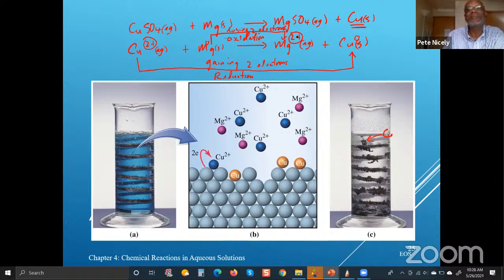Another thing I want to say here, which will become important in some problem-solving exercises we're going to see shortly: you'll notice that the total number of electrons lost by the magnesium is equal to the total number of electrons gained by the copper 2+. And that is true for every redox reaction. The number of electrons lost must be equal to the number of electrons gained.